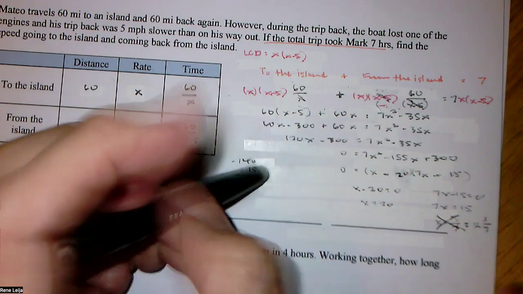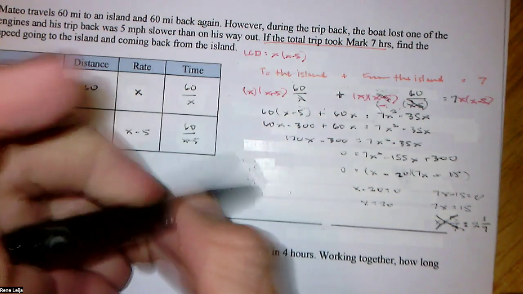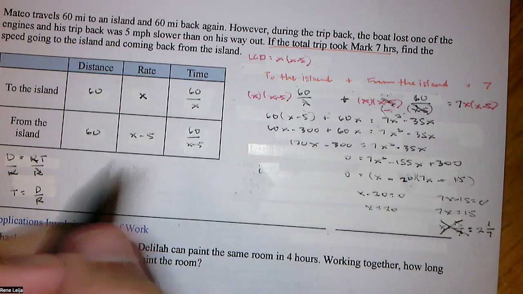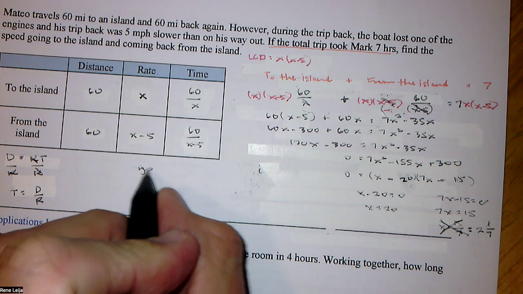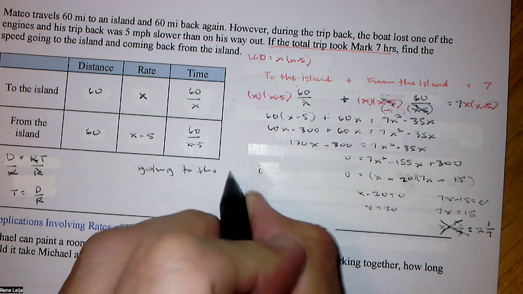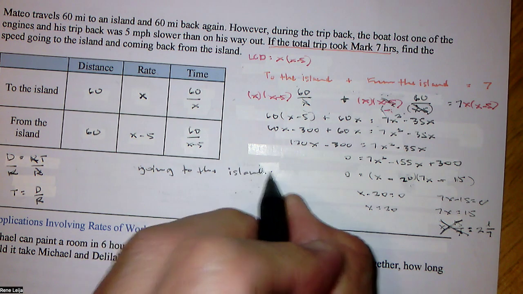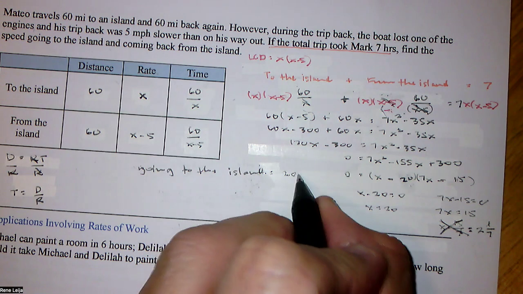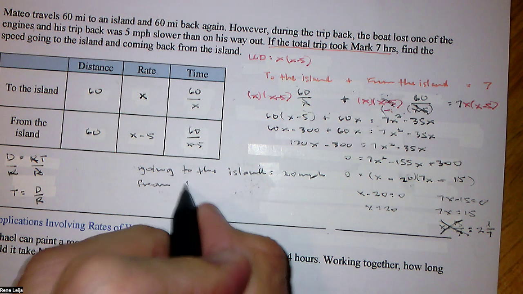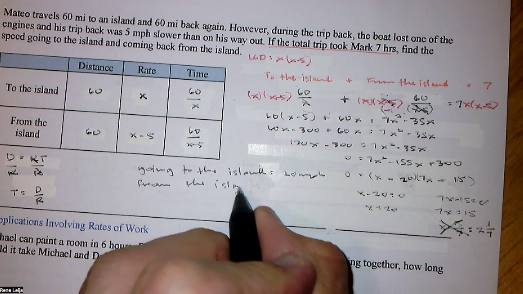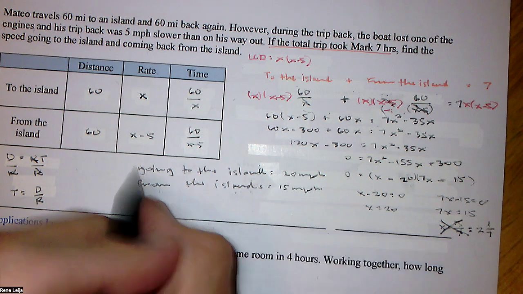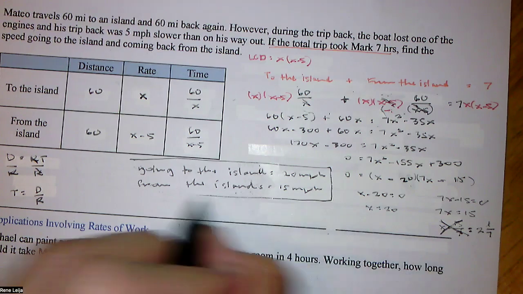So what we just found out is they want to know the speed going. So going to the island is going to be 20 miles per hour. And then coming from the island, he ended up going 5 miles per hour slower. So we just subtract 5 from that, which is 15.